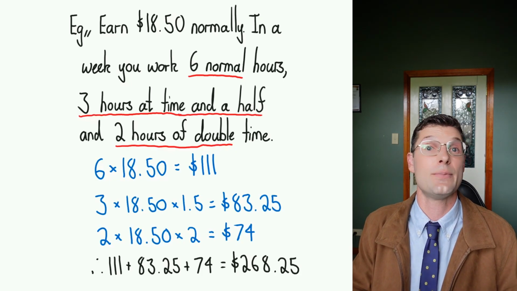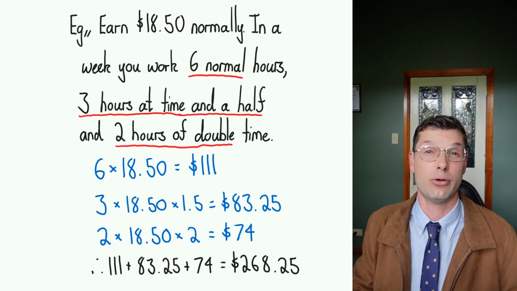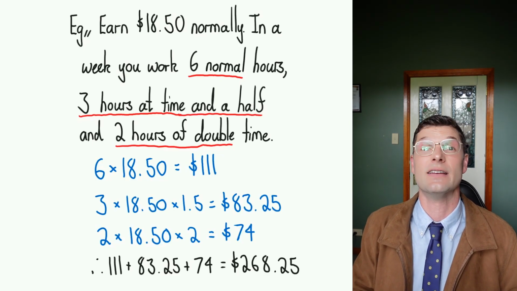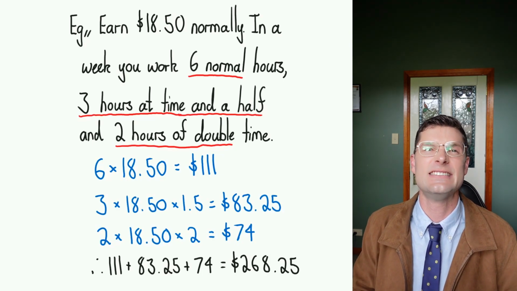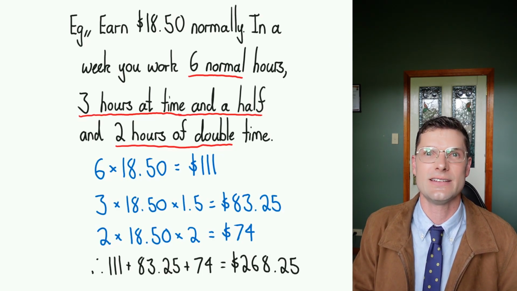Again, you can do it in one step. You just got to be really clear about your brackets, but I think doing it this way, 6 hours, 3 hours, 2 hours, and then adding them up at the end is the easiest way to show your teacher that you fully understand what's happening.